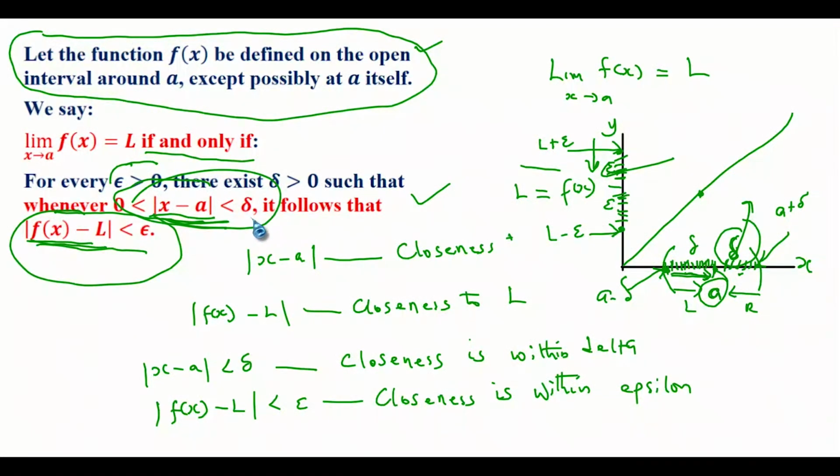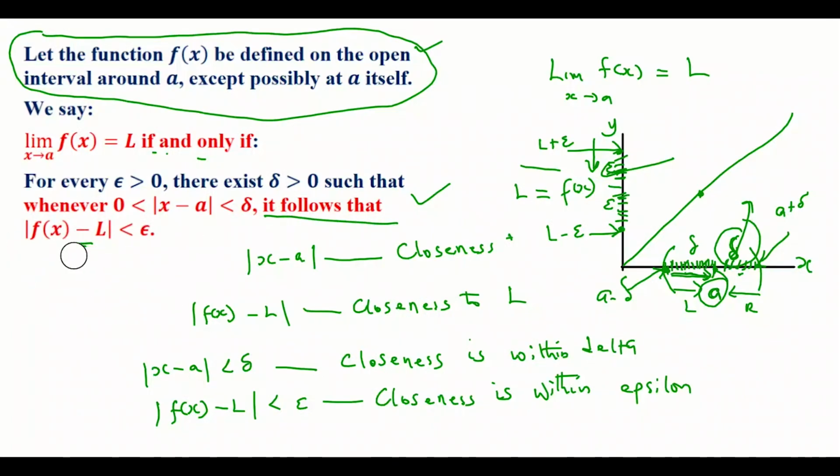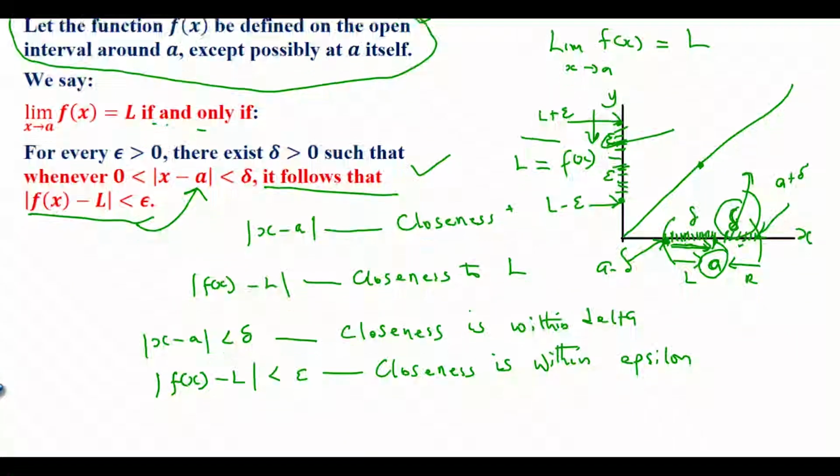And if you see this definition again, look at the phrase here: once this one is true, it follows that this particular one must be true. So that means this one depends on this. If this one is true, that is, you know the value of your delta, then the limit must exist. So that is just the summary of the definition.